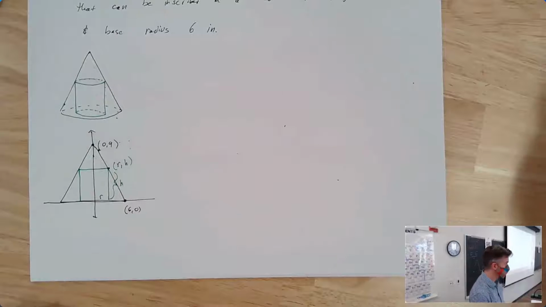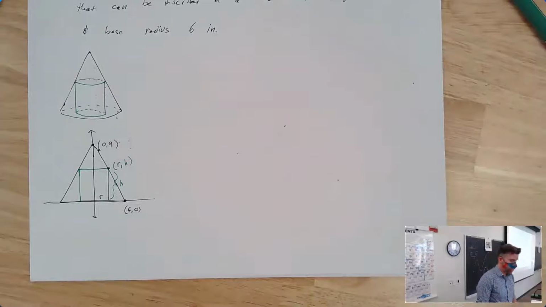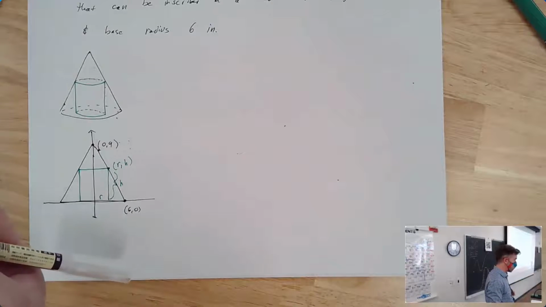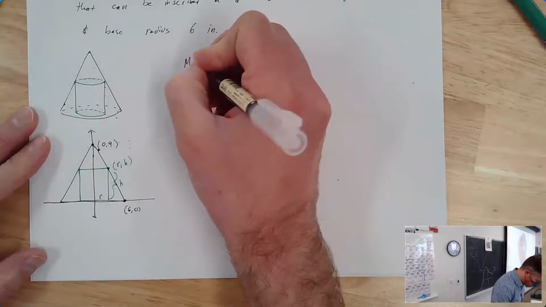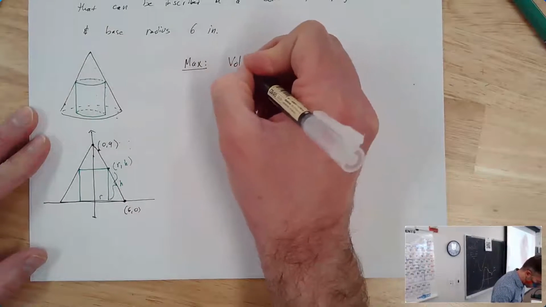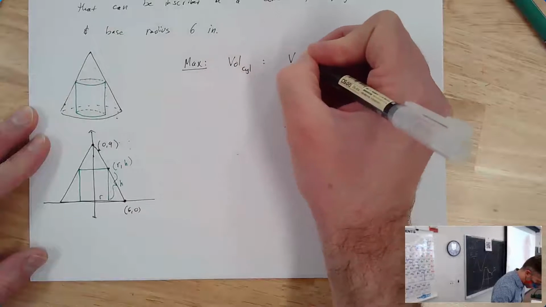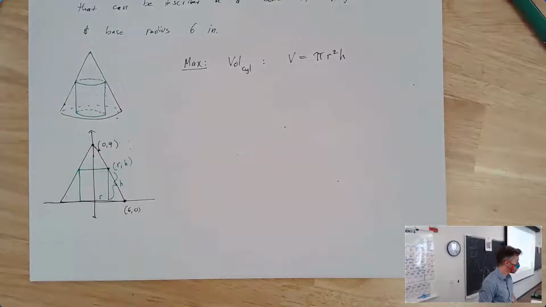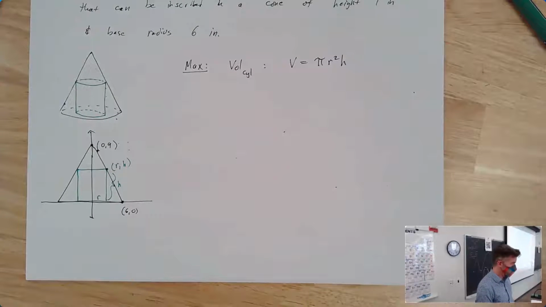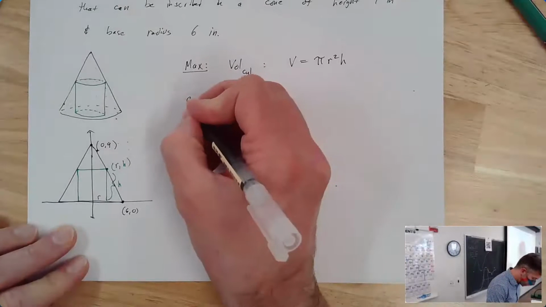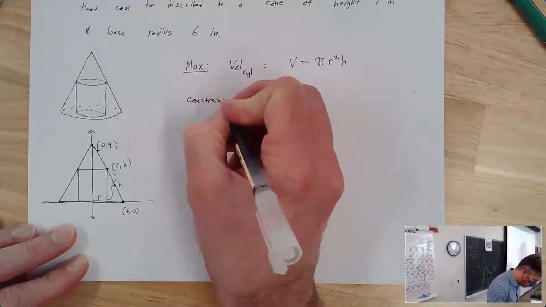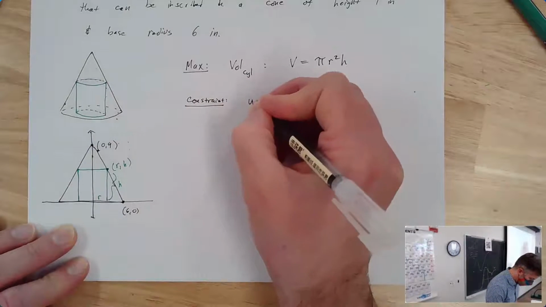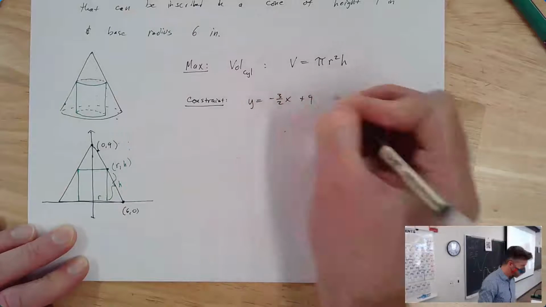But it's still the same sort of deal. The difference in this problem is I'm not trying to maximize the area of the rectangle anymore. I'm trying to maximize the volume of the cylinder, which is going to be pi r squared h. But I'm still going to have the exact same constraint as before. So my constraint is still the line y equals negative 3/2 x plus 9.